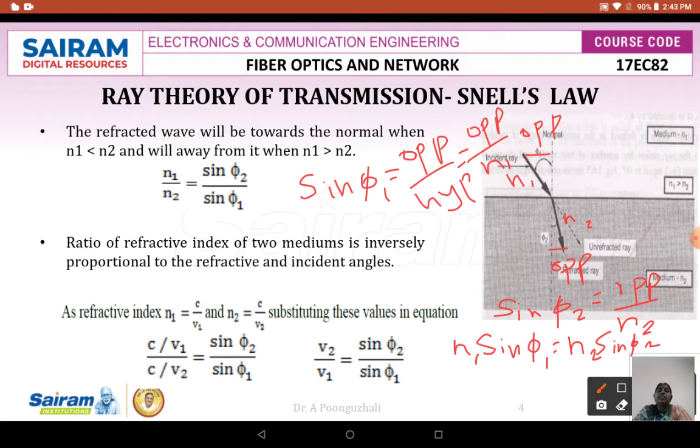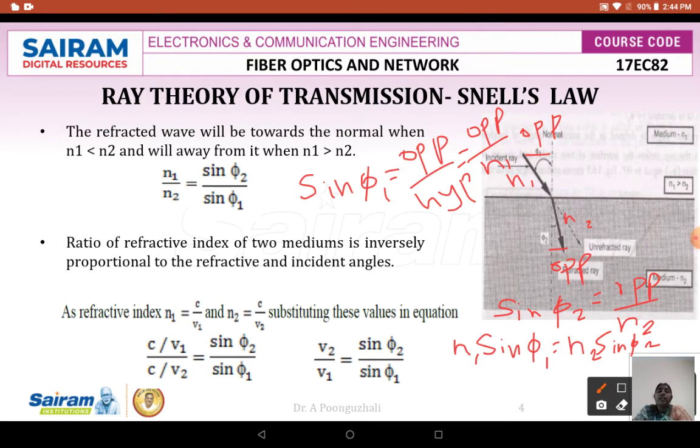So we say that the ratio of the refractive indices of the two mediums is going to be inversely proportional to the ratio of the sines of the refracted and incident angles, because it is the reverse of it. So we say inversely proportional to the refracted and incident angles.